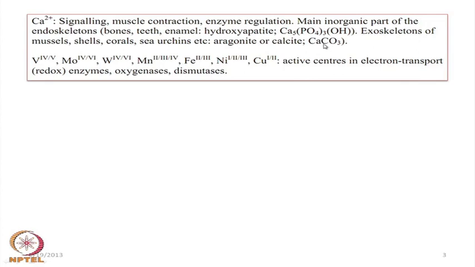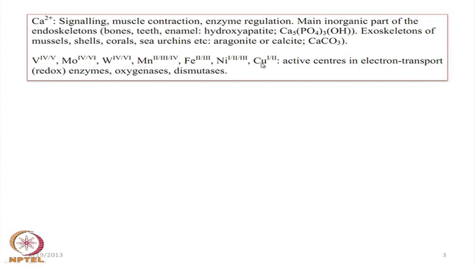So, this basically gives us something that in living systems we can store this calcium in some mineral form, and that we can consider as the corresponding biomineralization process.